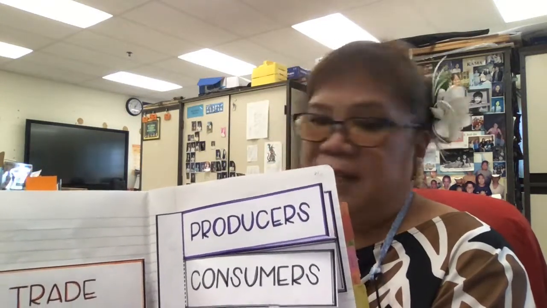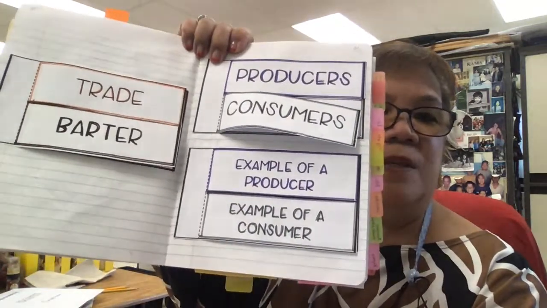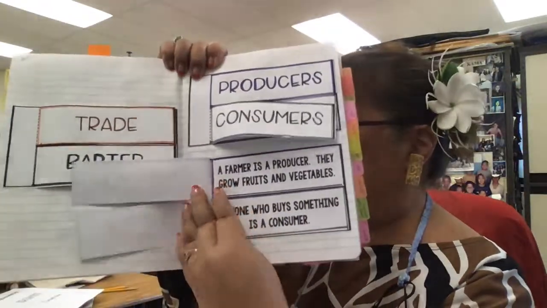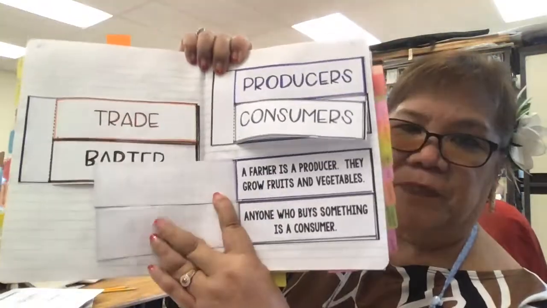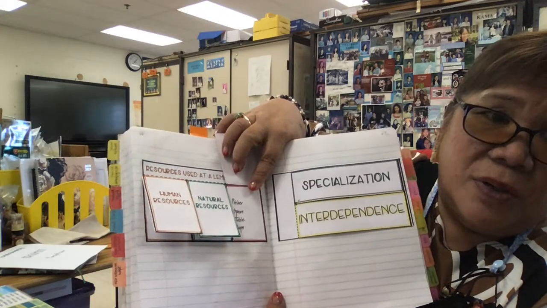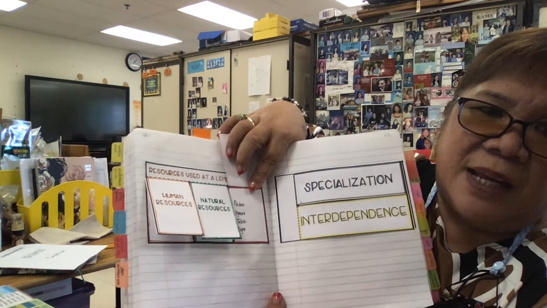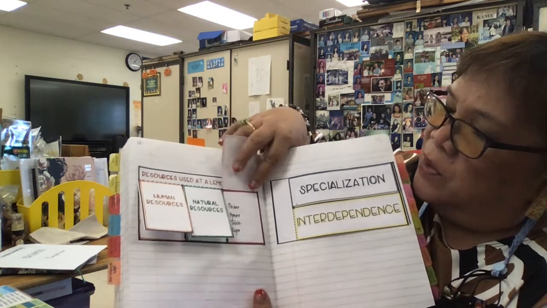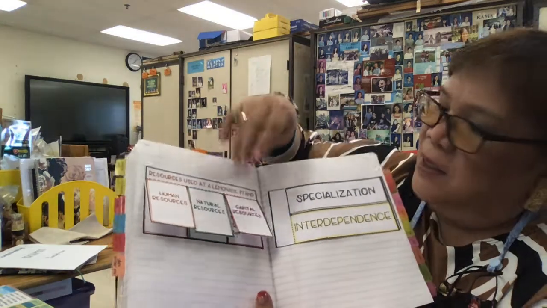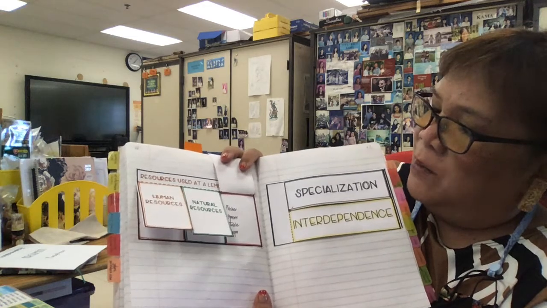Then for the examples of producers and consumers: a farmer is a producer. That's an example because they grow fruits and vegetables. And an example of a consumer is anyone who buys something. So you're a consumer because you buy things. As long as you buy something, you are considered a consumer.